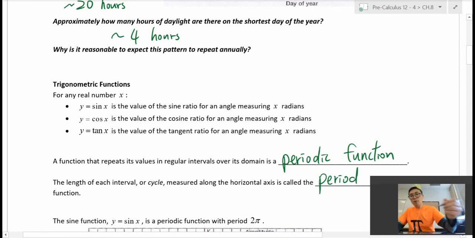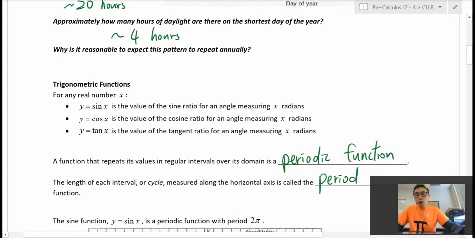Again, we are going to be looking at three trig functions today: y equal to sine x, cosine x, and tangent x, and we're going to look at their properties. So y equal to sine x is the value of the sine ratio for an angle measuring x radians. Same thing for cosine, it's the cosine ratio, and tangent is the tangent ratio.